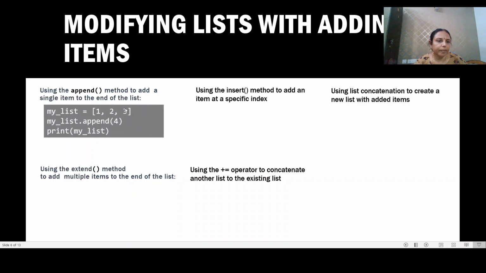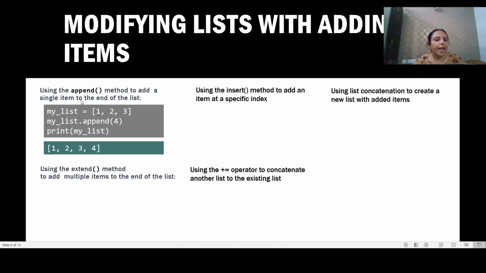We'll see an example. Now I have given the list as 1, 2, 3. Now I am using the append method. How to use that? You use the list name dot append, and what you need to add to the list you mention in the parenthesis. Then print my list. You will get the output as 1, 2, 3, 4. Append will always add the element at the end. Here you can add only a single element. Just remember that append helps you add a single item to the end of the list.